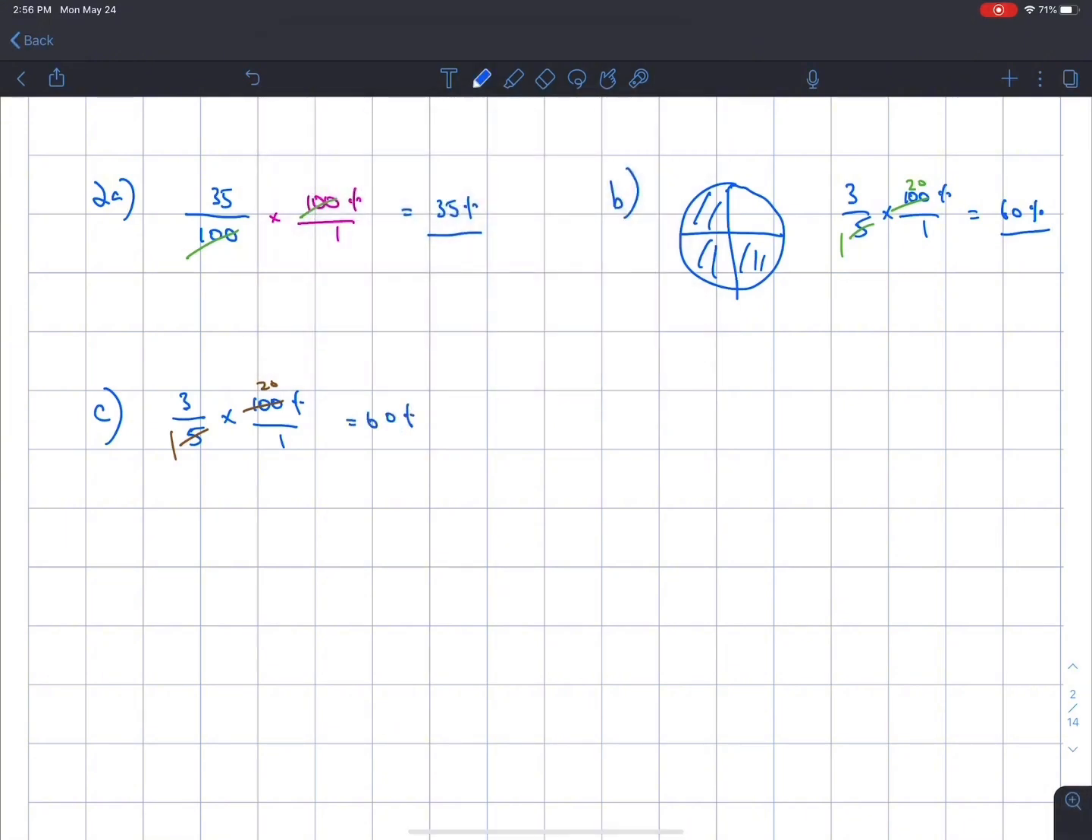So I probably did B wrong. This is 3 over 4. So I can divide both of them by 4 to get 1 and 25. So my answer is actually 75%.